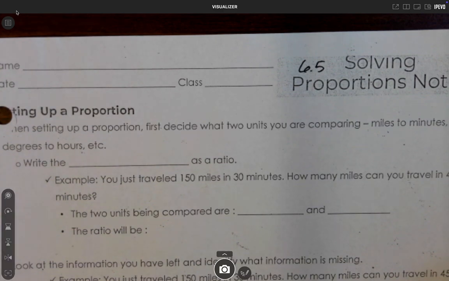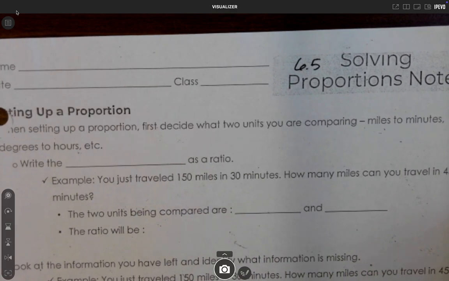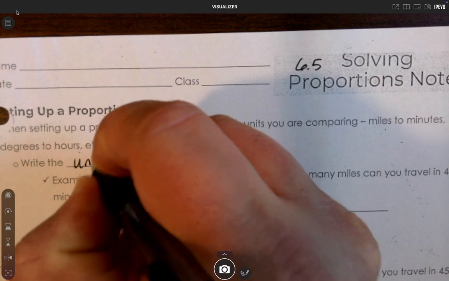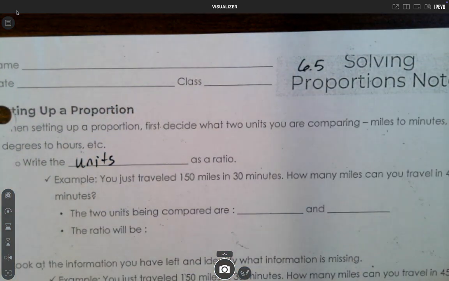When setting up a proportion, you need to first decide what two units you are comparing. Miles to minutes, degrees to hours, whatever it is. So we want to write the units as a ratio.